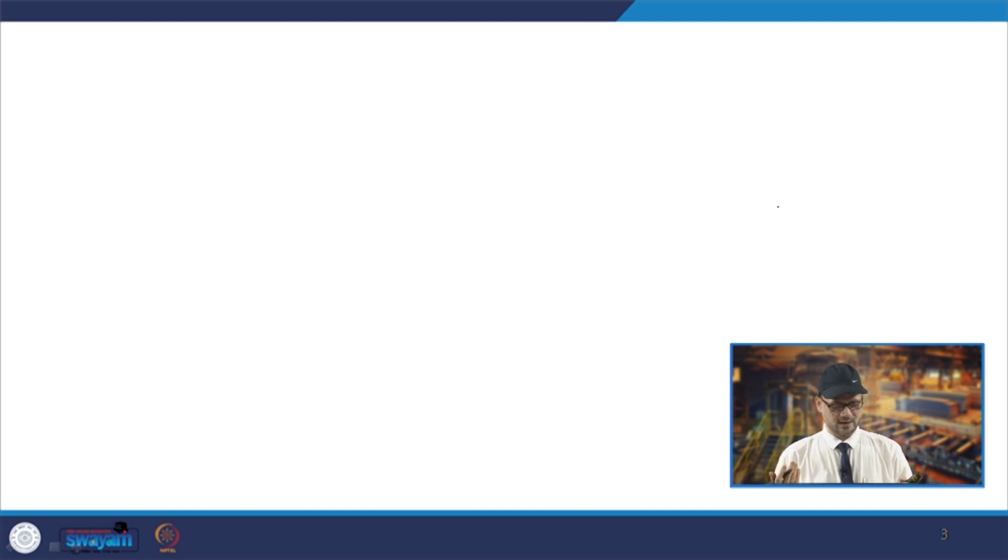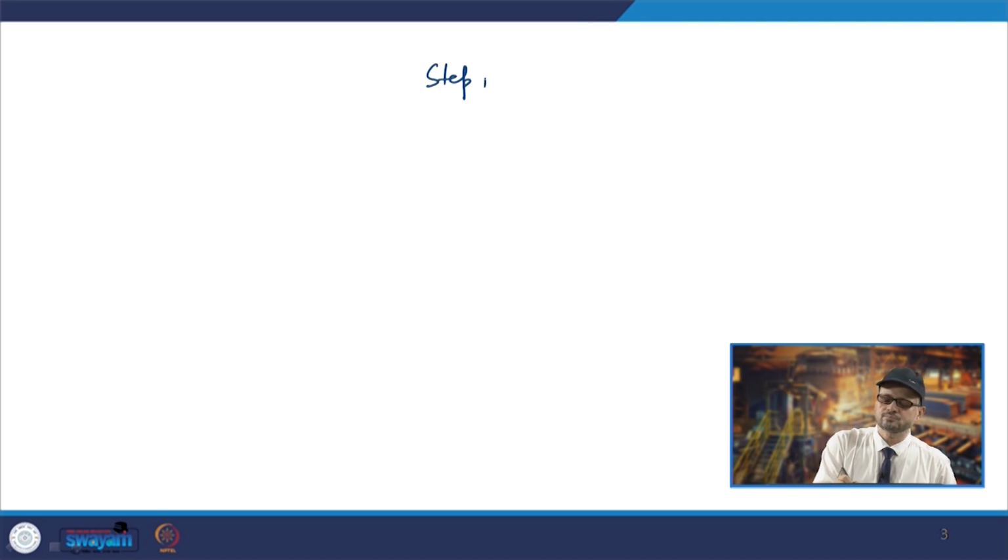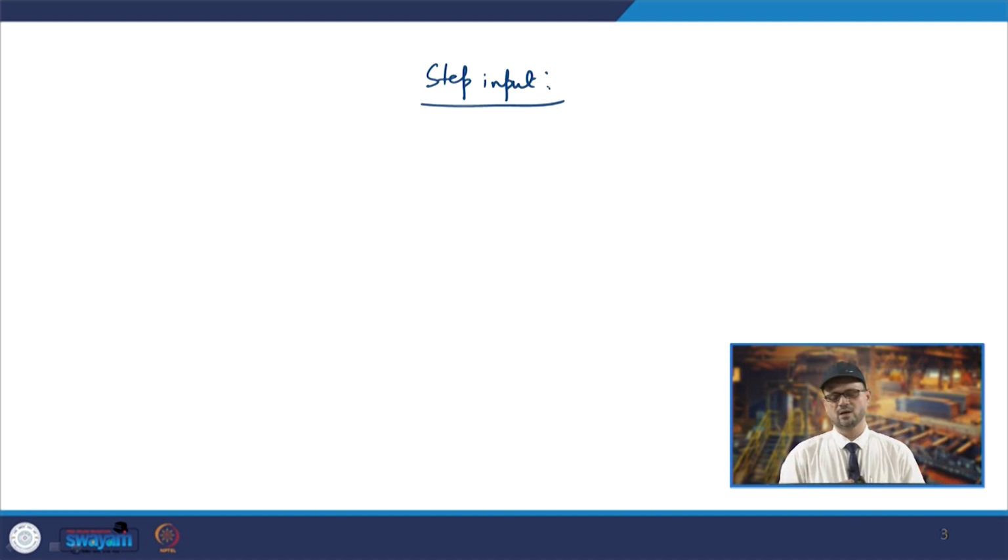Suppose we are talking about the step input. You have seen that in the case of step input for the plug flow, there is nothing till theta equal to 1, and then your dimensionless concentration value is 1 altogether. Whereas, if you talk about the step input case for the well mixed flow.